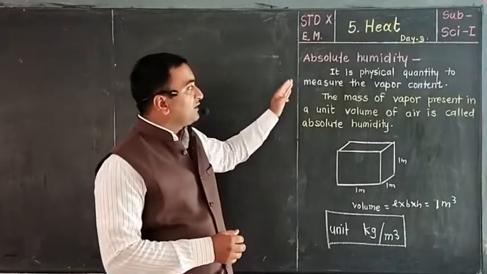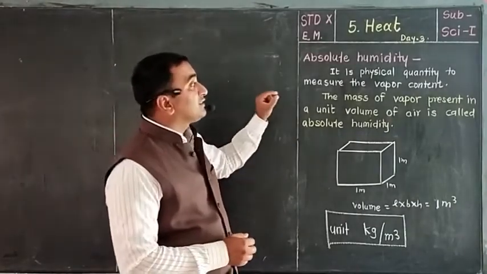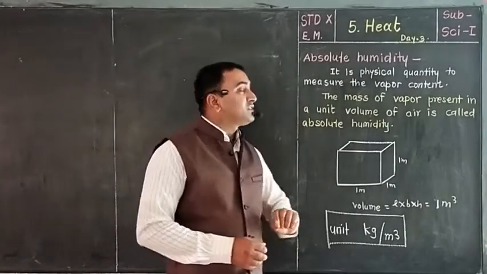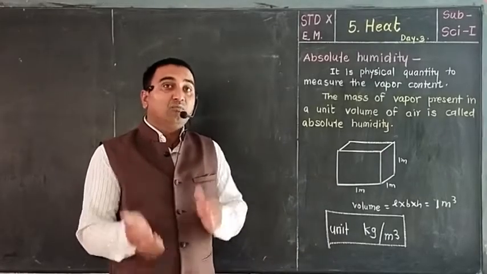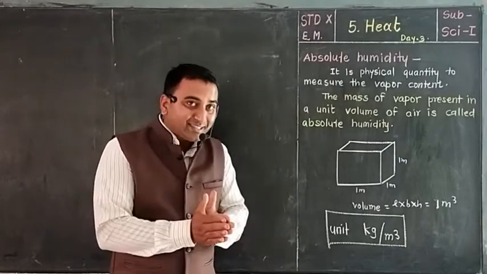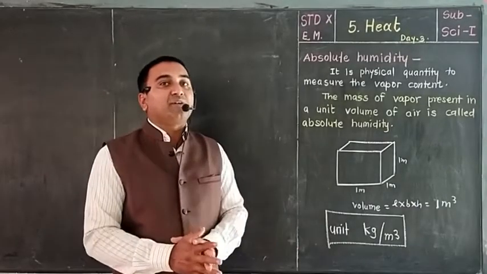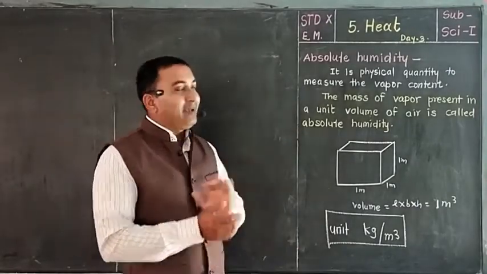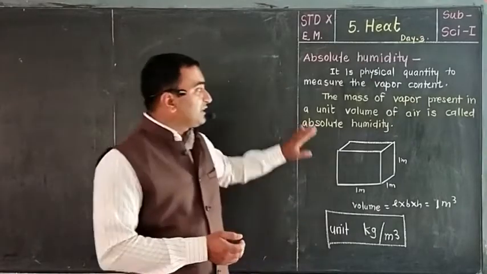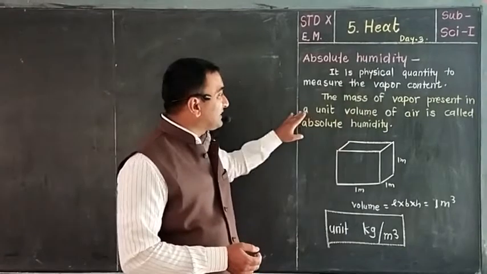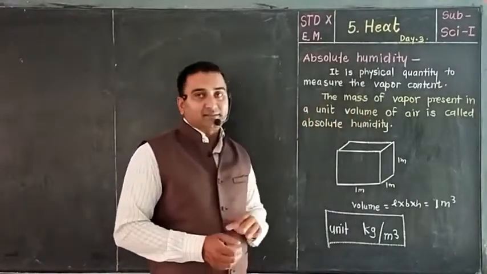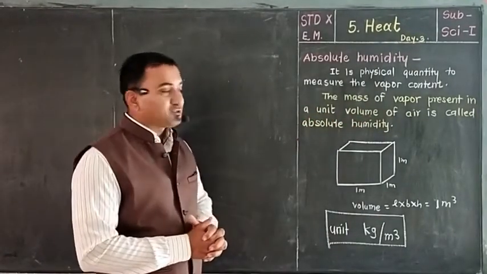See, what is absolute humidity? It is a physical quantity to measure the water vapors or vapor content. So, how much water vapor is there in a specific air block? That is nothing but absolute humidity. So, what is the definition? The mass of vapor present in a unit volume of air is called absolute humidity.